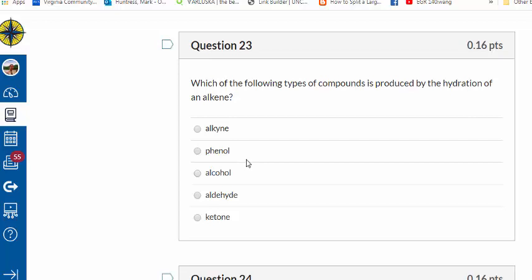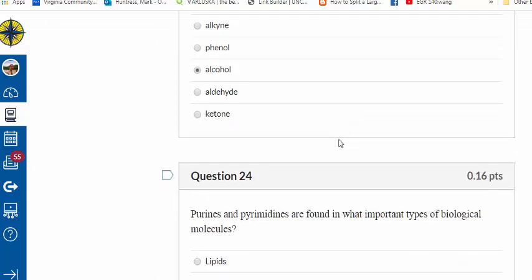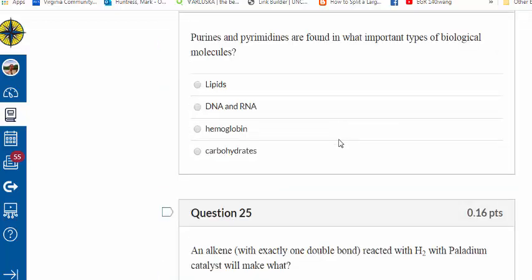Hydration, we've seen that adding water puts a hydroxyl group onto a molecule, and that makes it an alcohol if there's an OH bonded to a carbon with a single bond. You guys can look that up.